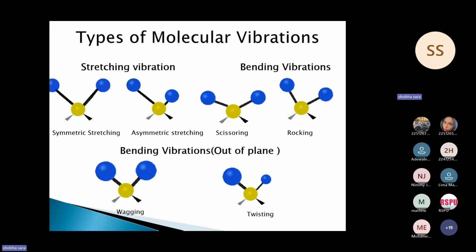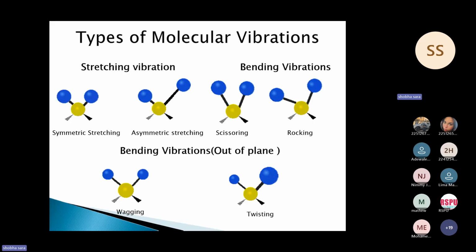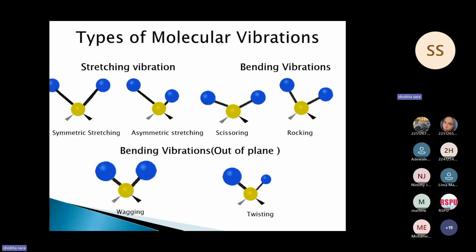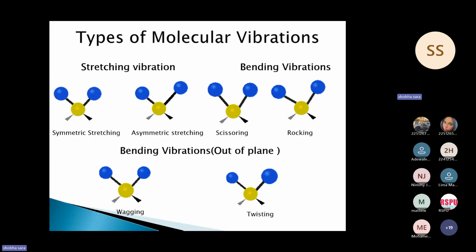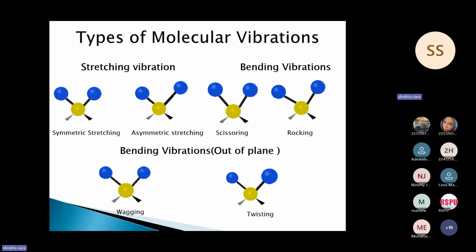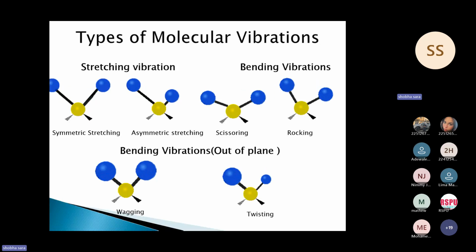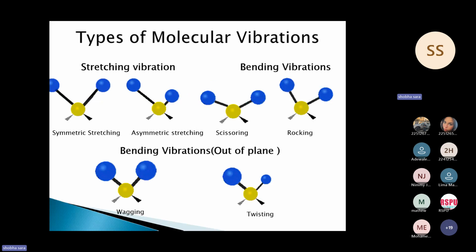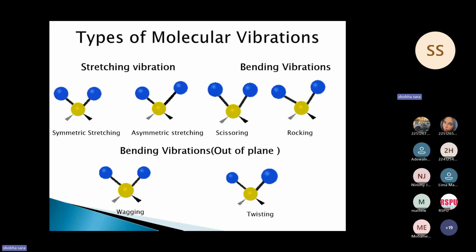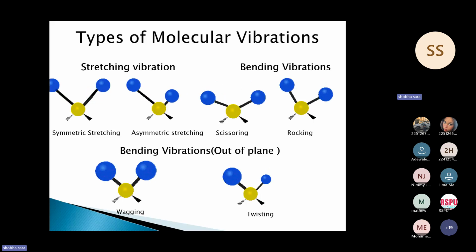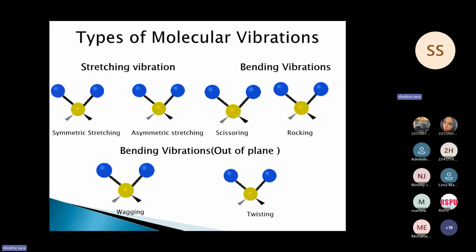First one is symmetric stretching. This is a water molecule. Second one, we can see it is asymmetric stretching. Next is the bending vibration. First one is scissoring, like opening and closing of a scissor. Then it is rocking. The third and the fourth are in-plane vibrations. But the last two, you can see the wagging and the twisting, they are moving out of plane. So these are the most common vibrations.